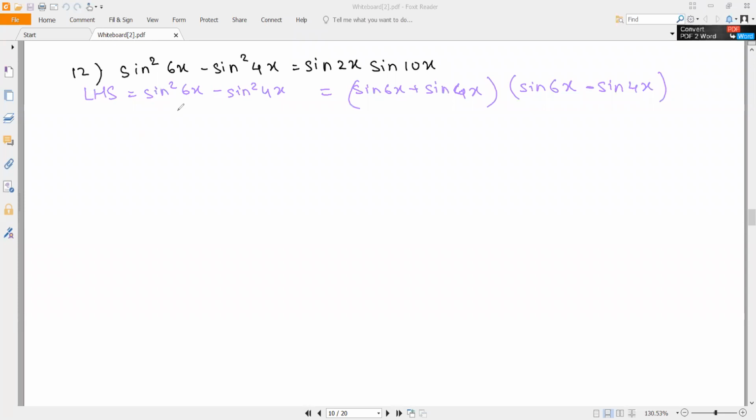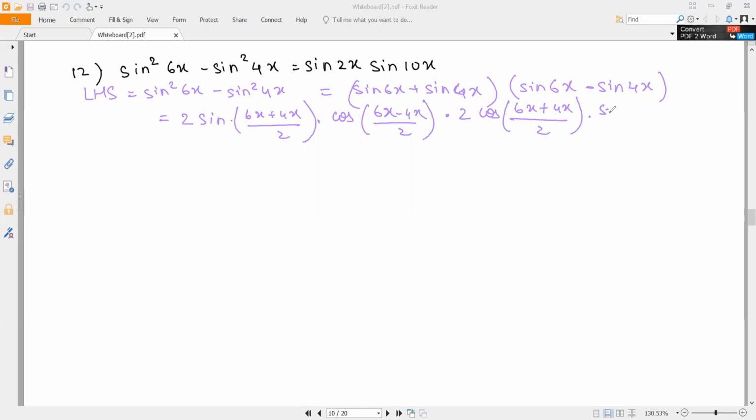Now we have a formula for this. Sine A plus sine B is equal to 2 sine of (A plus B) by 2, which is (6x plus 4x) upon 2, into cos of (A minus B) by 2, (6x minus 4x) divided by 2. This one is multiplied by the second value, which is 2 into cos of (A plus B) by 2 into sine of (A minus B) by 2.